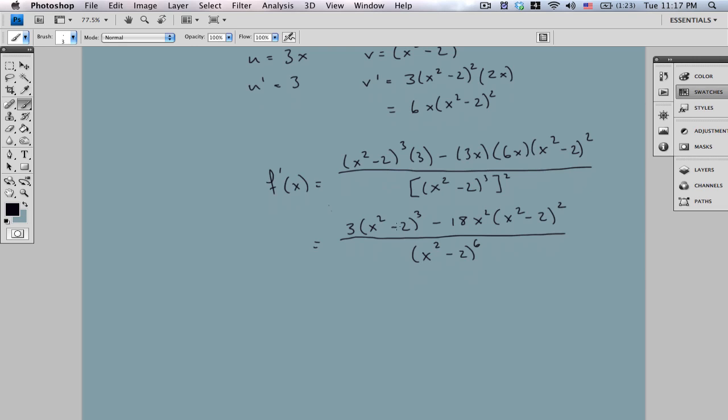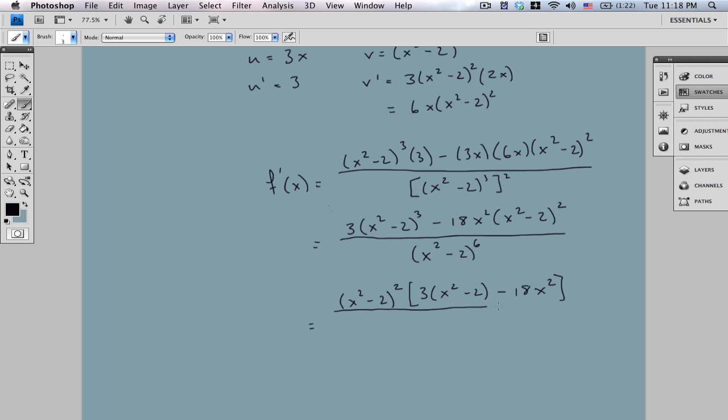If you notice in each of these two terms up top, I've got an x squared minus 2 to some power. So I'll factor out as many of those as I can, right? Now, in the first term I've got 3 of them. I've got x squared minus 2 cubed. In the second term I've got 2, x squared minus 2 squared. So I can factor 2 of them out. In other words, I can bring out an x squared minus 2 squared. And then I'll have whatever's left in brackets. Right, so that's going to be 3 times x squared minus 2. Right? If there were 3 of these here and I factor 2 of them out, I'm left with 1 of them. And then over here, the second term just becomes 18x squared because I factored both of these out.